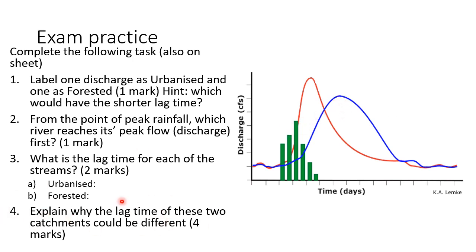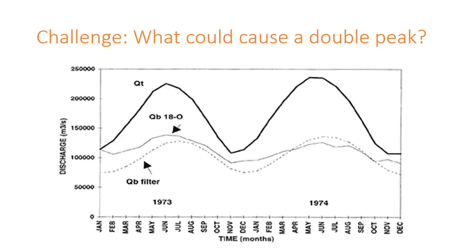And why do you think they might be different? You already know that one's urbanised and one's forested, so you could explain that. You could think of another reason. What about the slopes? What about the drainage density? What about the soils? They might all come into it. So have a go at those. Hopefully that's fairly straightforward. If you're not sure about any, come back to me.